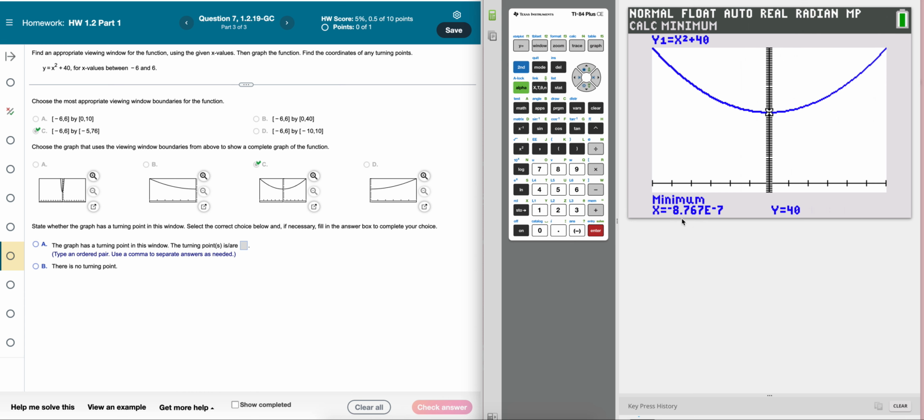I mentioned this in my other video. I've got this crazy answer right here. This is actually in scientific notation. This is -8.767 times 10 to the -7th. So what this is actually giving me for the x value is -0.000000876. That's a whole bunch of zeros after the decimal point. For our intents and purposes, this x value is a 0. So the turning point here would be the point (0, 40).